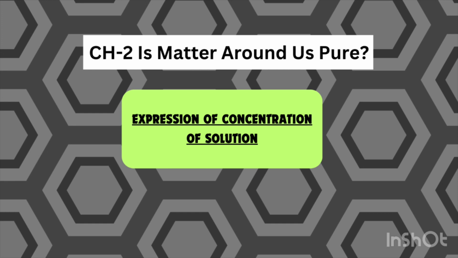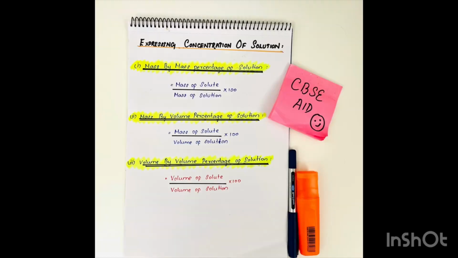Today in this video, we shall discuss how to find the concentration of a solution. There are 3 methods provided in your textbook and we shall discuss all the 3 methods in this video. Method number 1. Mass by mass percentage of the solution. Mass of the solute divided by mass of solution into 100.